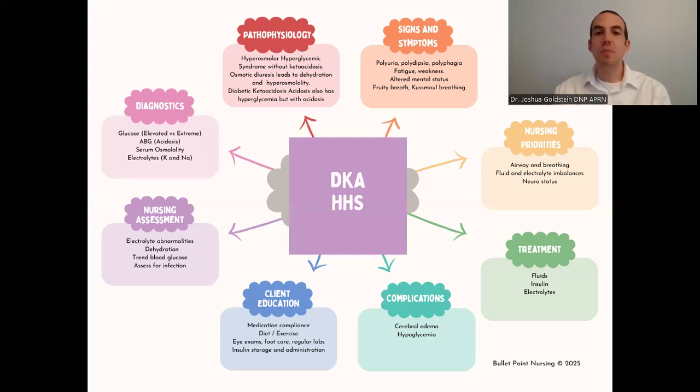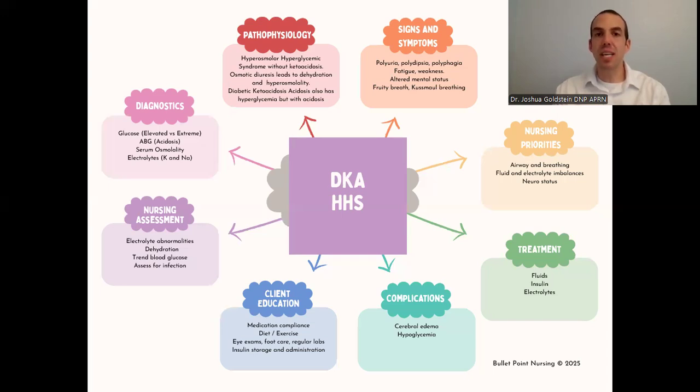Treatment. Treatment is going to be fluids. For HHS, that's number one. For DKA, number one is going to be fluid and insulin. But for both of them, fluid is going to be absolutely key because both of them are going to be dehydrated. In HHS, that's going to be a massive part of fixing it. Both of them are going to need insulin, but in DKA, insulin is just as important as fluids. In HHS, it is not.